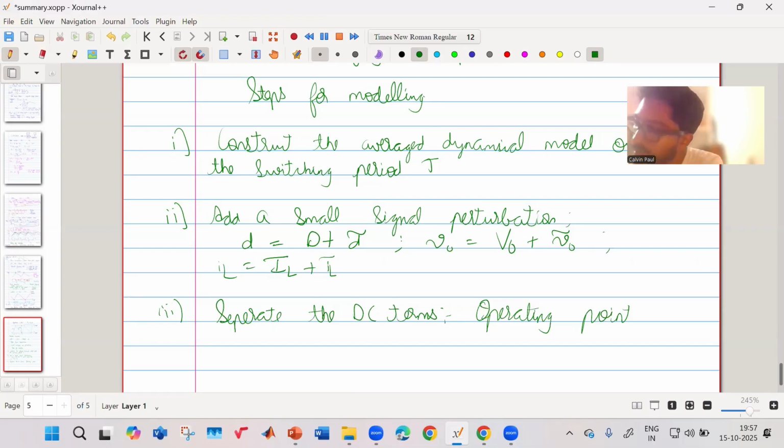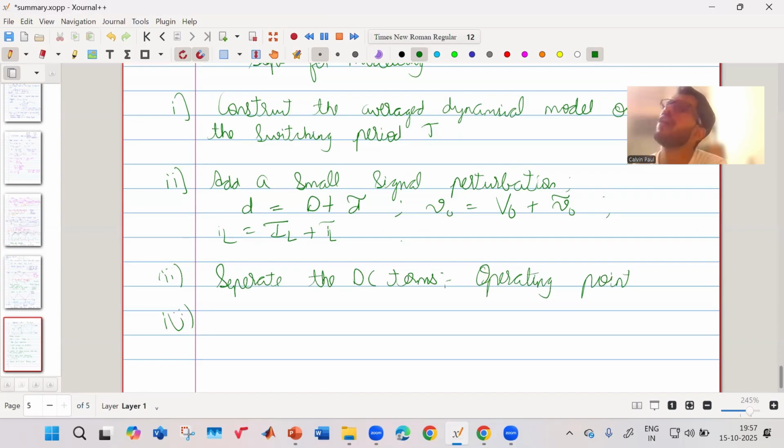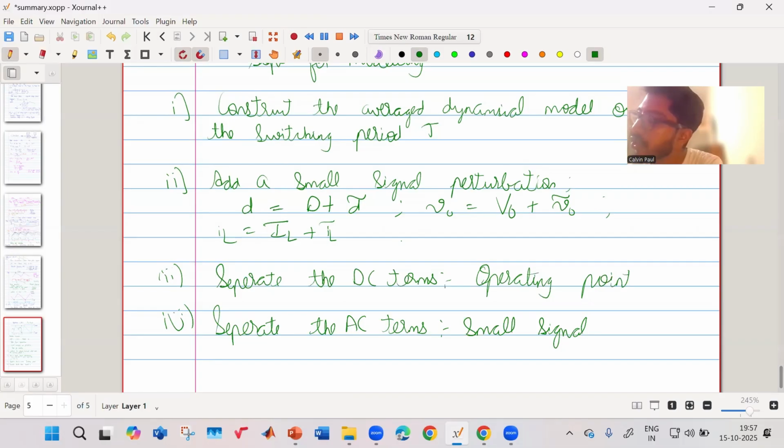Next is you have to gather and separate the AC terms. This is your small signal model. And in this process, you ignore the second order product. That is, if you have IL perturb into D perturb, you approximate it to 0. Because you're considering that the perturbations of IL and D are very, very small as compared to your average duty and your average IL. Okay, this is what you consider.